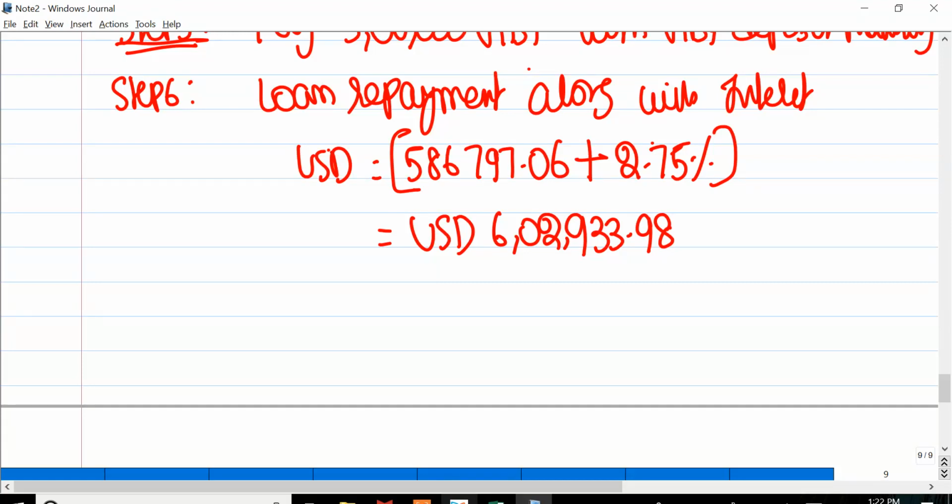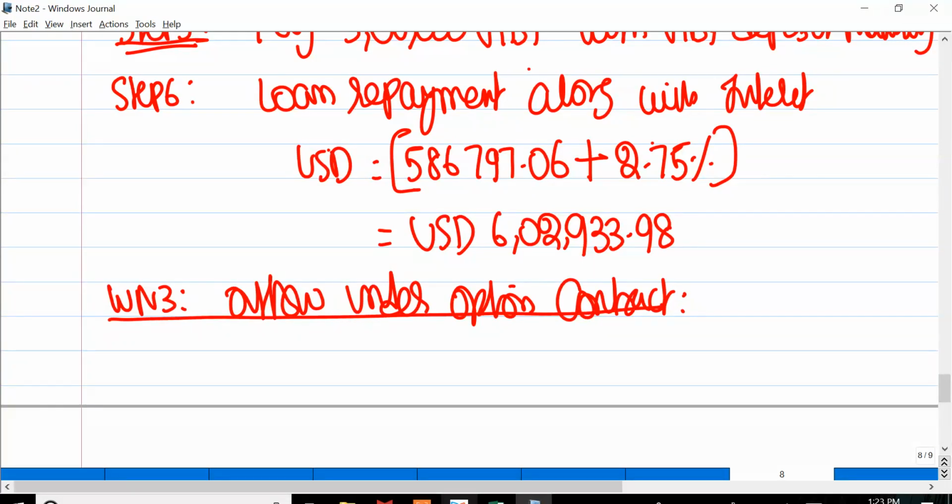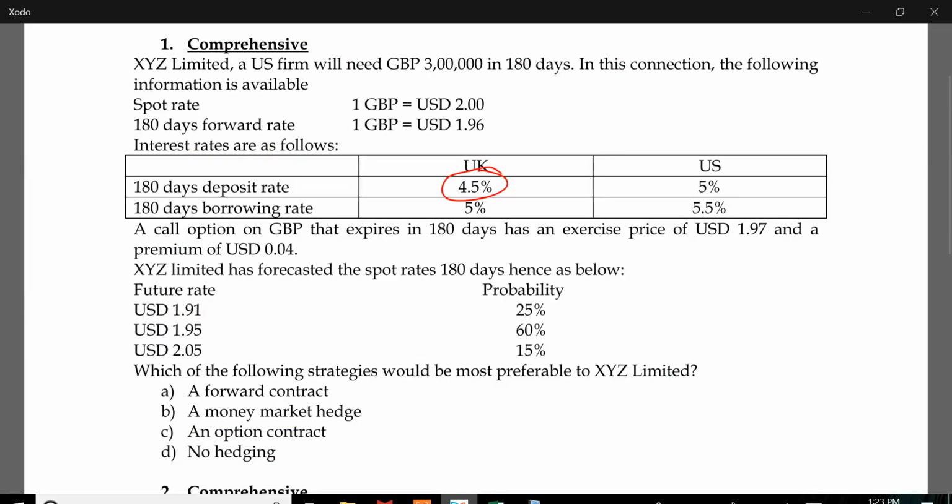What is the third option? Working note 3: outflow under option contract. Now listen, what can an option contract do? It can provide you a maximum cap. It may not be in a position to tell what the outflow will be, because it just provides a maximum cap. But in this question, I do not go with the maximum cap.